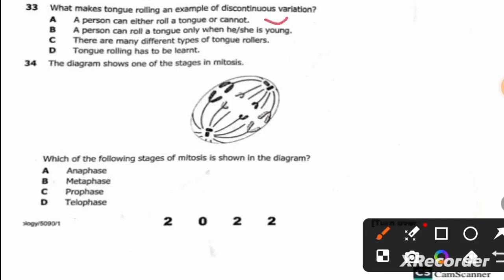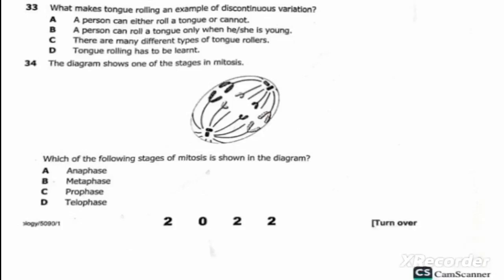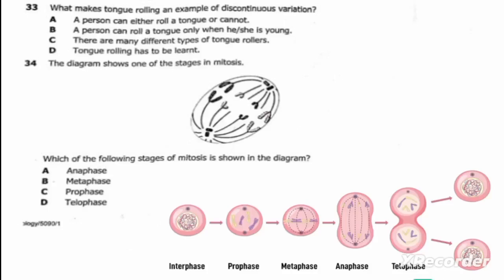Okay, we shift to the next question, which is question 34. The diagram shows one of the stages in mitosis. Which of the following stages of mitosis is shown in the diagram? A. Anaphase, B. Metaphase, C. Prophase, D. Telophase.